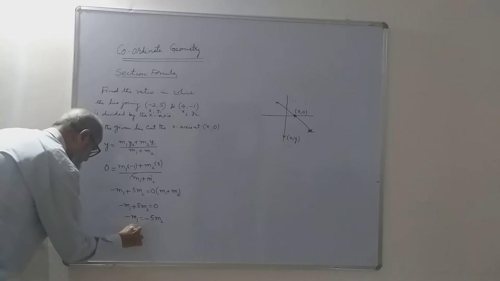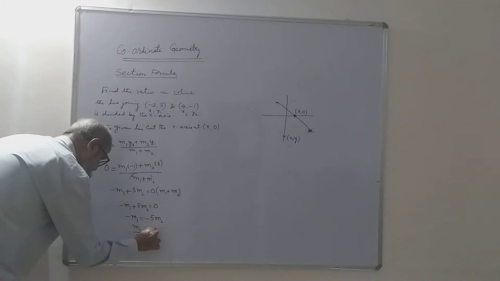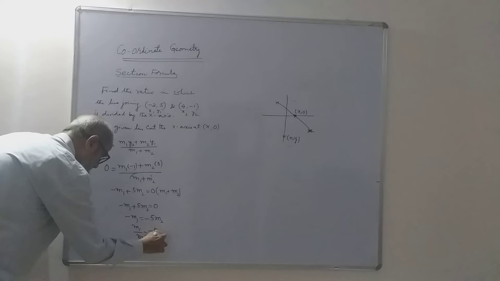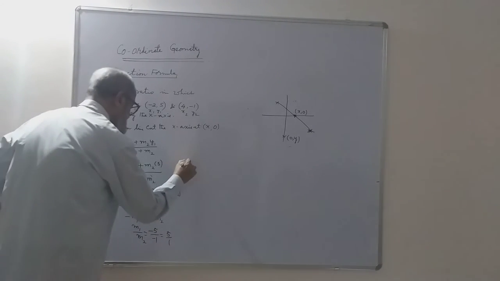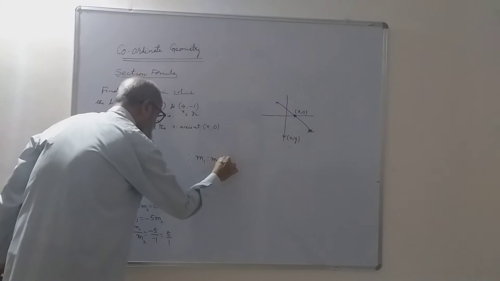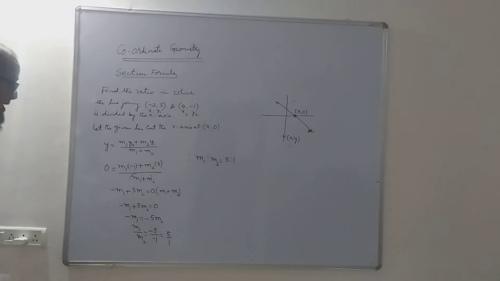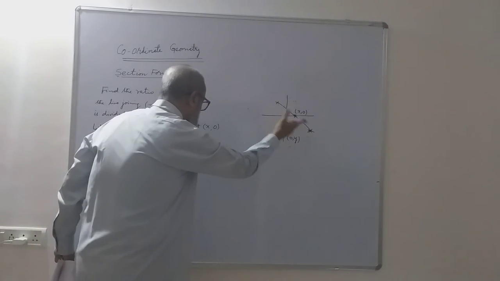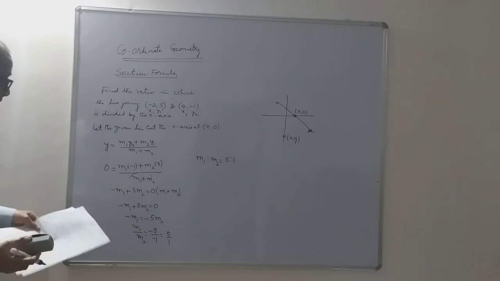So m1 by m2 will be equal to minus 5 divided by minus 1. Here 1 is there. If nothing is there, it is 1. That is 5 by 1. So m1 is 5, m2 is 1, 5 is to 1. Therefore, the line joining these two points is cut by the x-axis in the ratio 5 is to 1. That is, 5 parts will be this side and 1 part will be that side. That is the meaning of that.